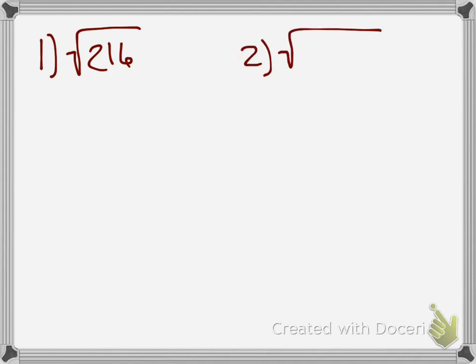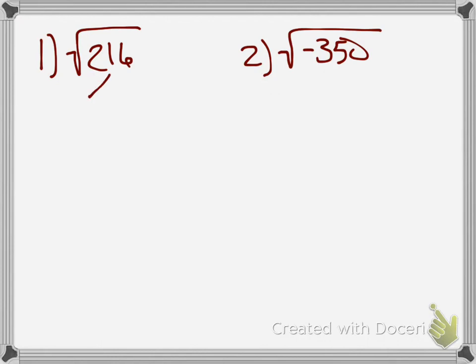Number one, square root of 216. And this might go a little long, so kind of keep that in mind. I'll try to do my best. And then number two, square root of negative 350. I'm going to go ahead and do both of these by the factor tree method, and then I'll try to do it again by the perfect square method.